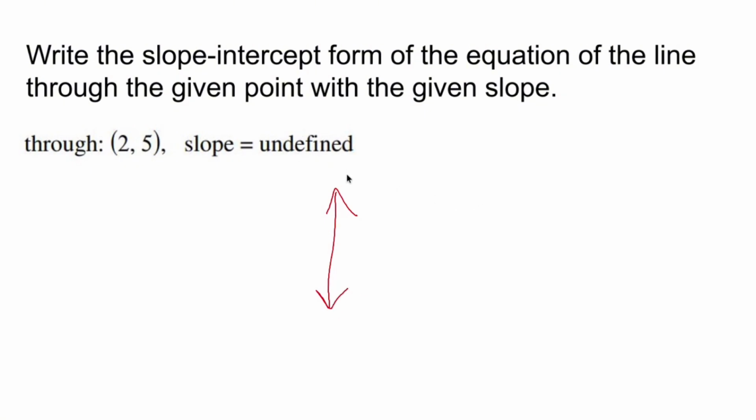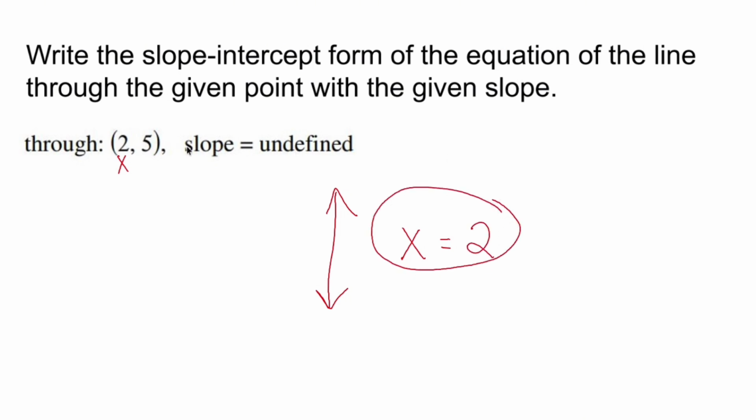Now, a vertical line is in the form x equals a number. So my job is to find out what x is. Well, we know x is 2 because 2 is the x value. So my answer is x equals 2.